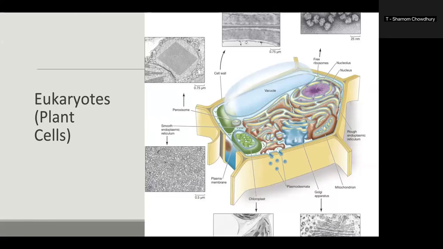So eukaryotes and plant cells are extremely similar. However, plant cells also contain a vacuole, which is a water-containing region. They also contain chloroplasts, which are responsible for photosynthesis, and plasmodesmata, which are responsible for sending nutrients between cells.